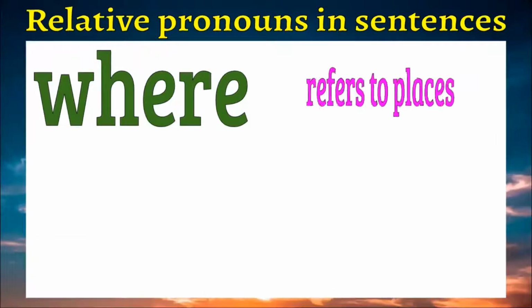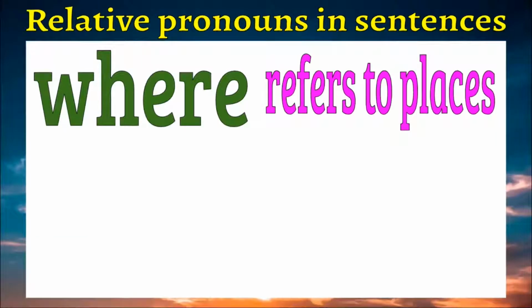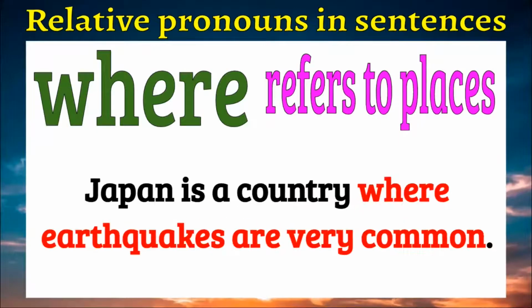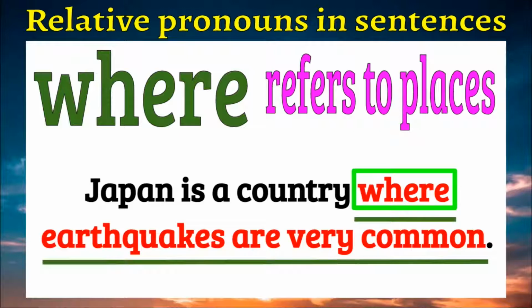Where? It refers to places. For example, Japan is a country where earthquakes are very common. The relative pronoun is where. The relative clause is where earthquakes are very common. Where refers to country.